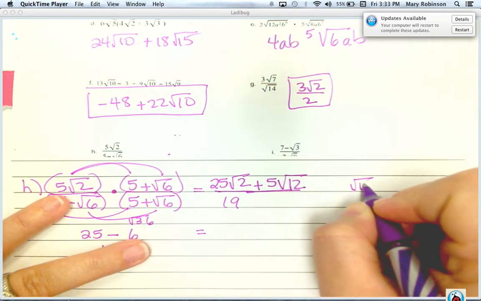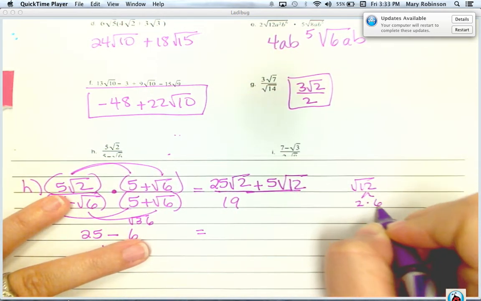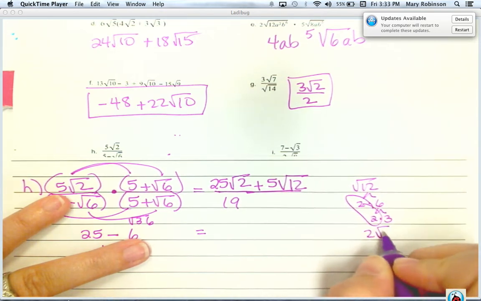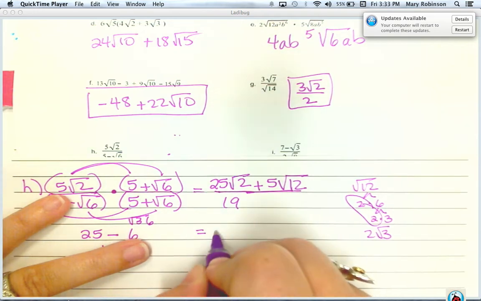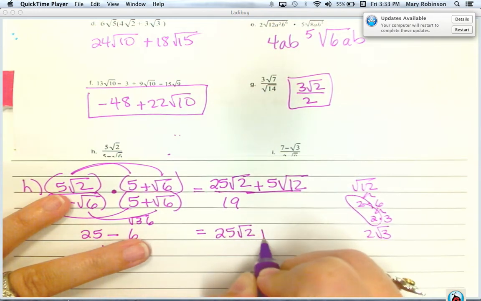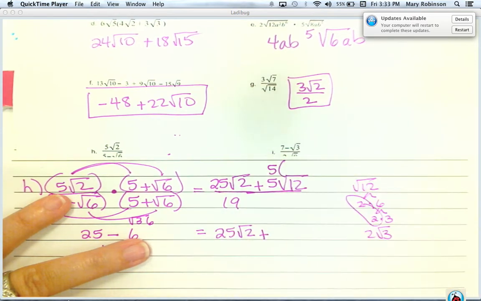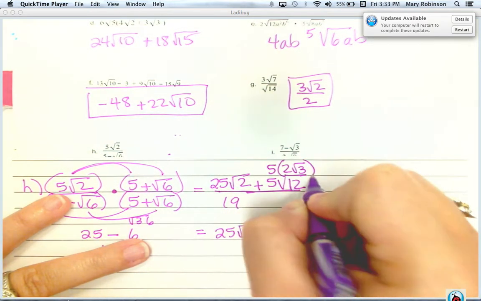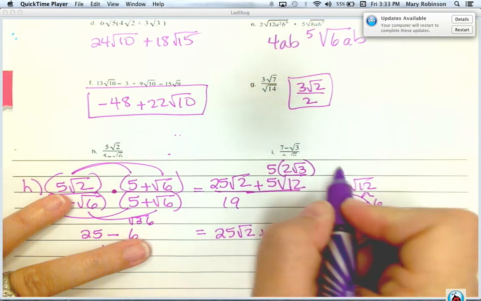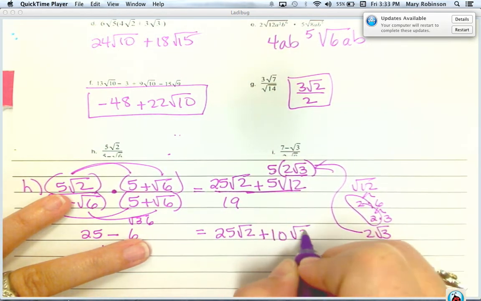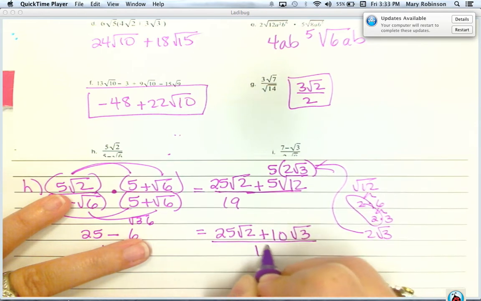Hopefully you recognize that the square root of 12 is made up of 2 times 6, which is 2 times 3. Therefore, it's 2 square roots of 3. So if I just replace that term with this, keeping in mind that this was 5 times 2 square roots of 3, from right here, then I need to multiply the 5 times 2 to get 10. If I don't do that step, I'll mess up.